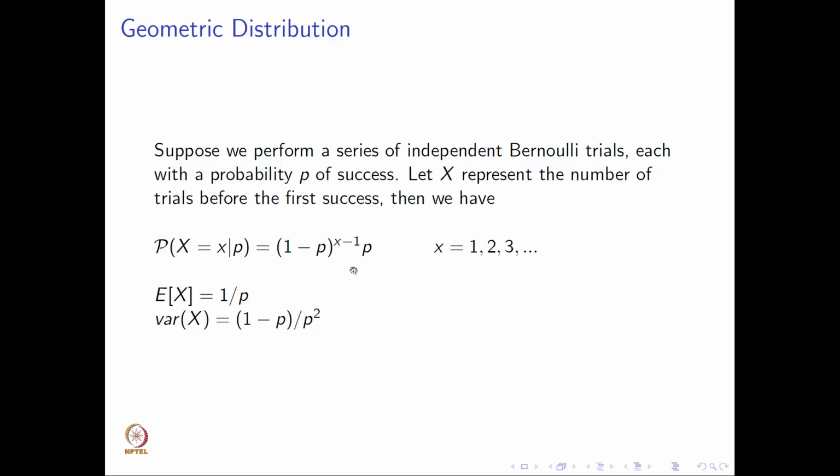A random variable which has this probability mass function follows the geometric distribution. For the geometric distribution, the expectation of the random variable equals 1 by p and the variance equals (1 minus p) by p square.